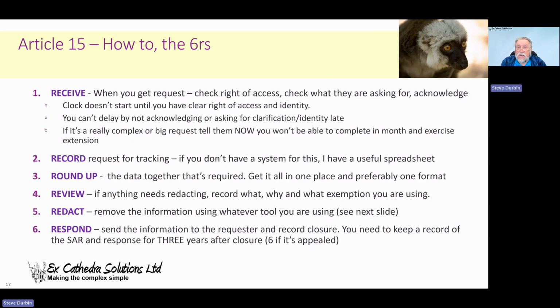So even if you extend, you may still deliver the first month, but you may have extended because there was a risk you wouldn't. Okay, so just bear that in mind. Record the request for tracking because that's important to evidence that things are duplicated and stuff like that. And I've got a useful spreadsheet for that, of course.